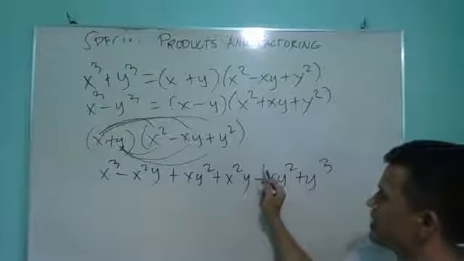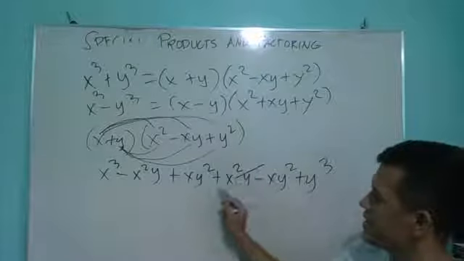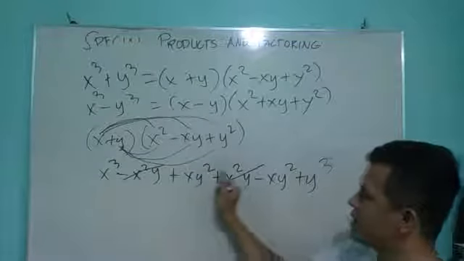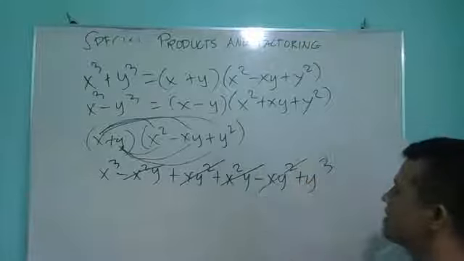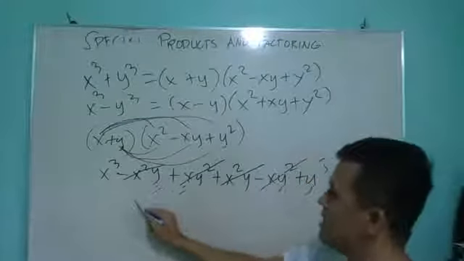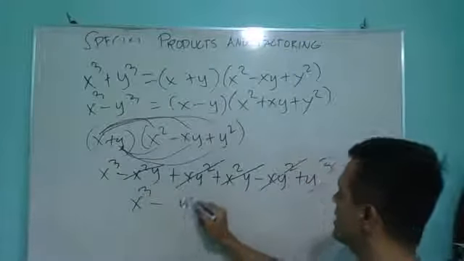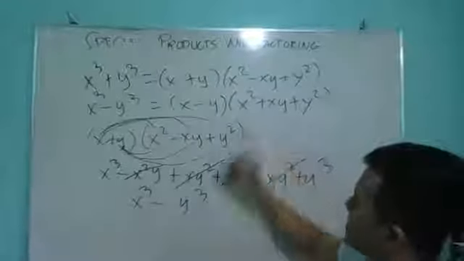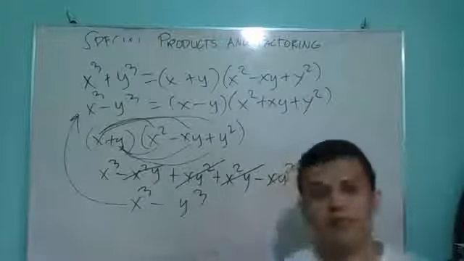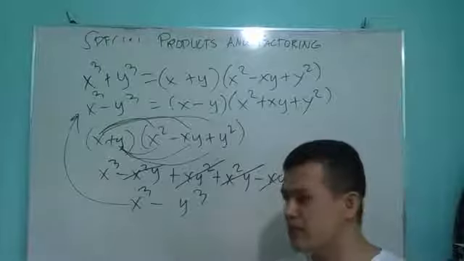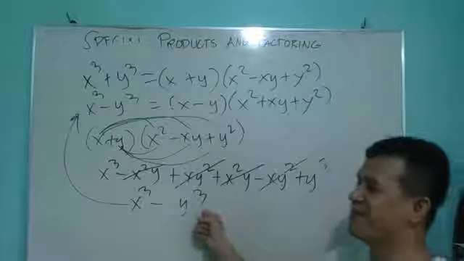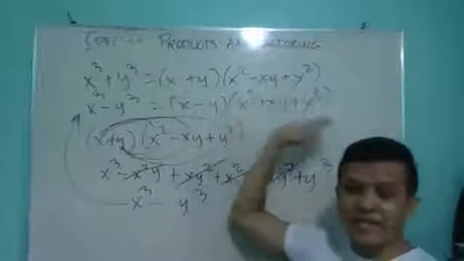So in this case, look at this. Positive x squared y and negative x squared y cancel. Positive xy squared and negative xy squared cancel. So the remaining would be x cubed plus y cubed. Look at that. Using this rule, it's the same. So you don't need to spend a lot of time solving that, because it will really help you if you just familiarize yourself with this rule.